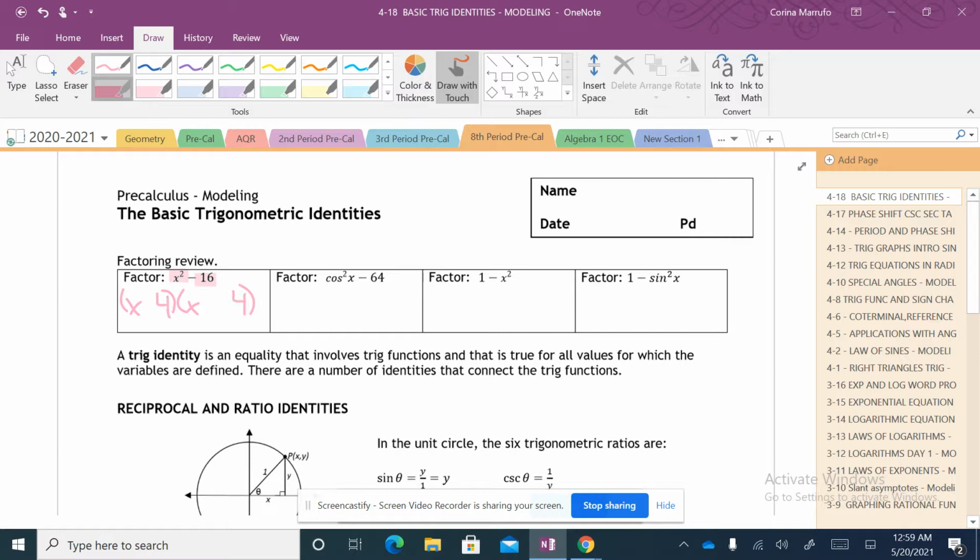4 times 4 gives me 16. Sorry, x times x gives me x squared. 4 times 4 gives me 16. One is going to be plus, the other one is going to be minus. Okay, and that's what your perfect square trinomial is.